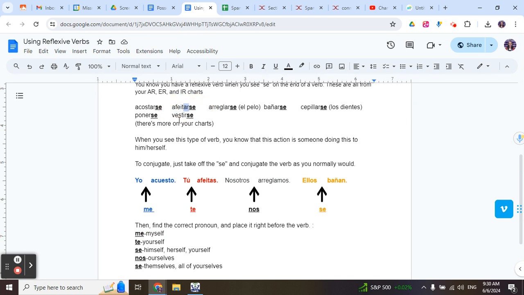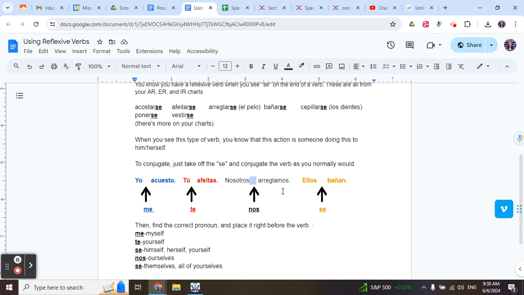Afeitarse, to shave oneself, is an AR verb. So I would say tú afeitas, but who are you shaving? Oh, yourself. I'm going to put that te right here. Tú te afeitas. Nosotros nos arreglamos, because arreglar just means to fix or to arrange. So I can say arreglo mi carro, I can fix my car. Arreglo la sala, I straighten up the living room. But if we say nos arreglamos, now we're straightening ourselves up.